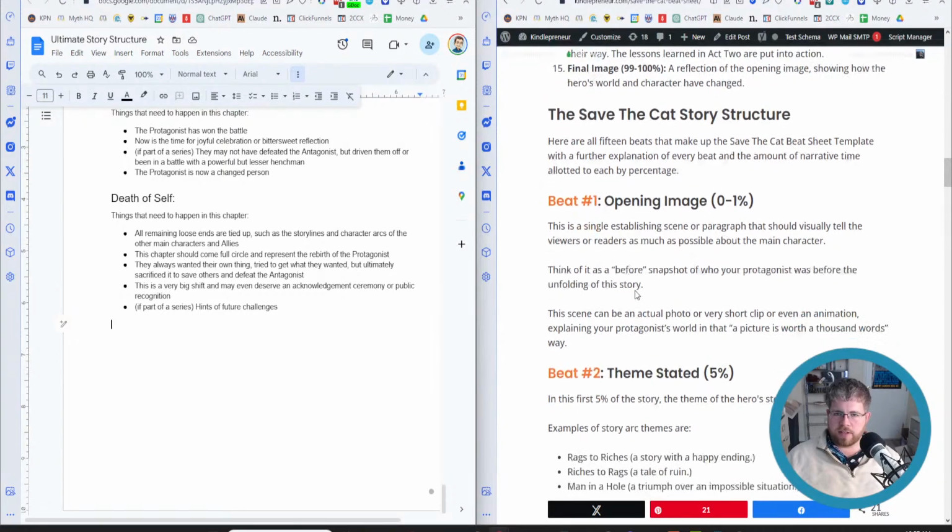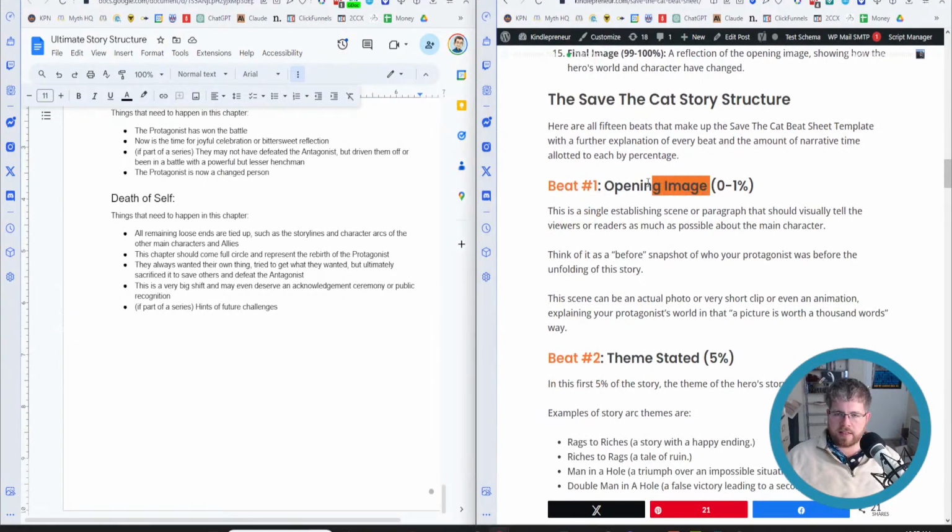I have also found, and I'm going to put this at the very end, one of the things that Blake Snyder says about the opening image is that it should be completely different from the closing image. The last one is the closing image.